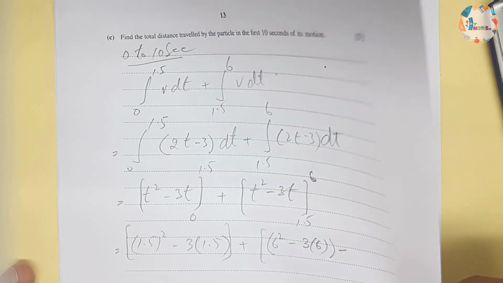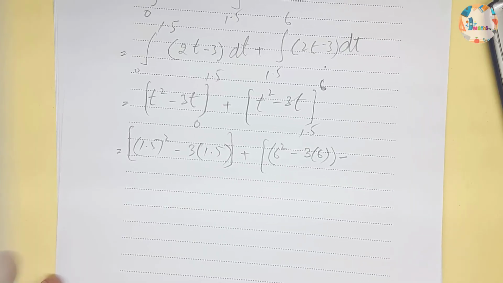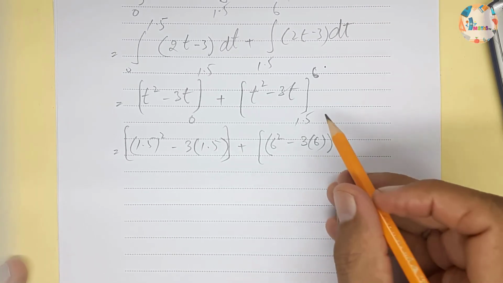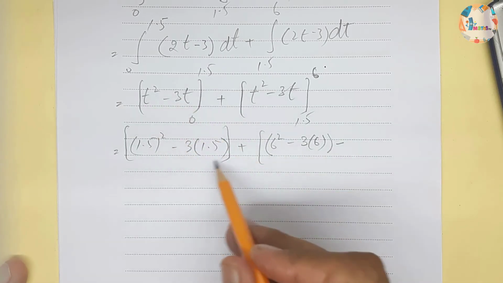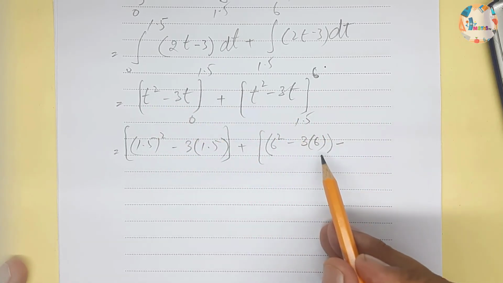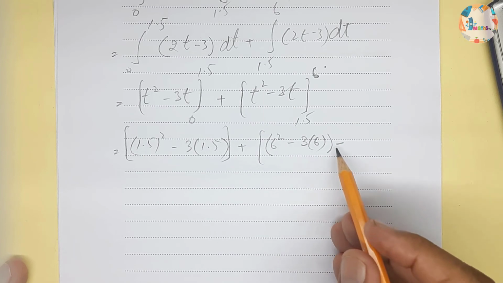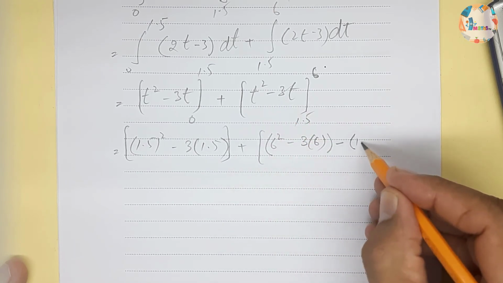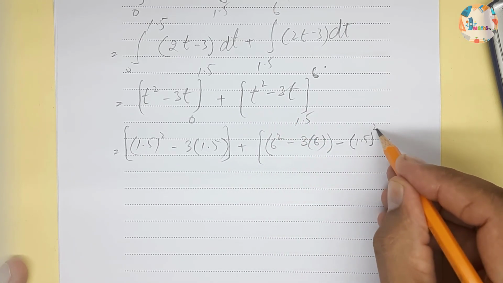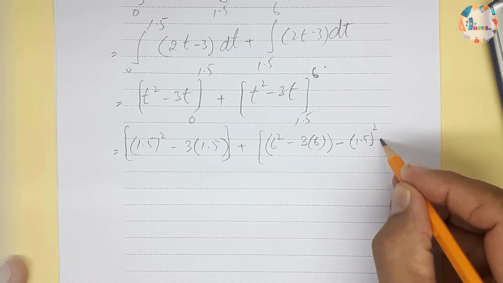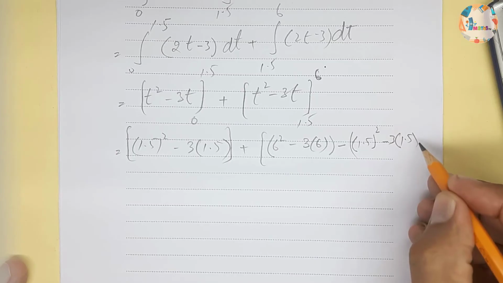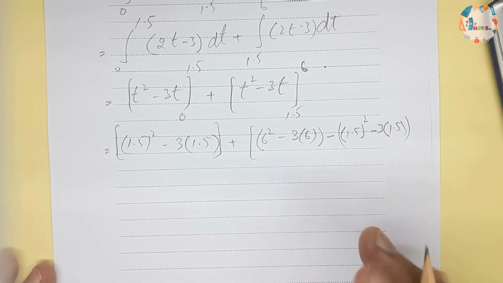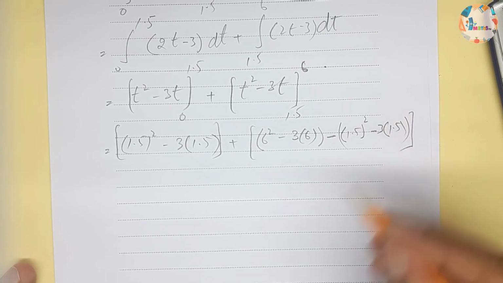I have replaced the upper limit, and the lower limit will be 0. Now again for the limit 6, I have replaced the upper limit, and minus the lower limit will be 1.5 squared minus 3 into 1.5. There should be a bracket over here because of this minus sign, and we will close this.